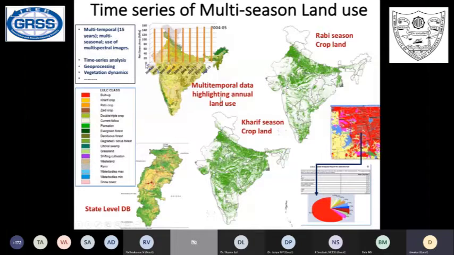And once you get that kind of data, it is possible for you to segregate the Rabi cropping area and the Kharif cropping area very clearly, or you can even look at the comprehensive land use land cover. These are the classes, what you see. And of course, you can have a very detailed analytics of this particular data to understand the dynamics of the land use land cover. It's a major challenge for a country like India.